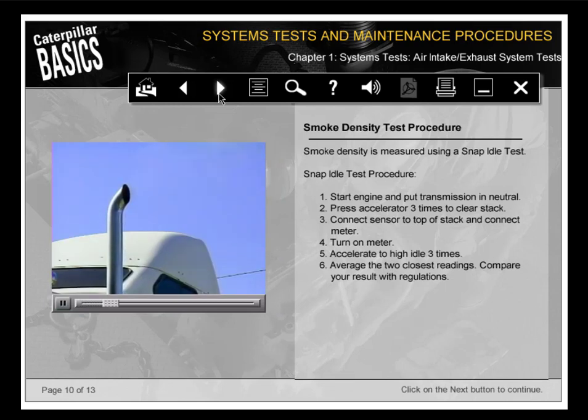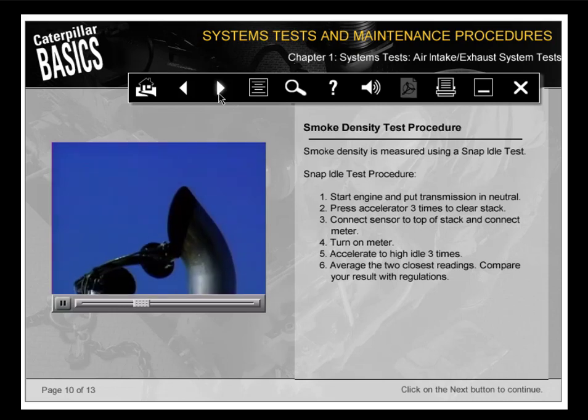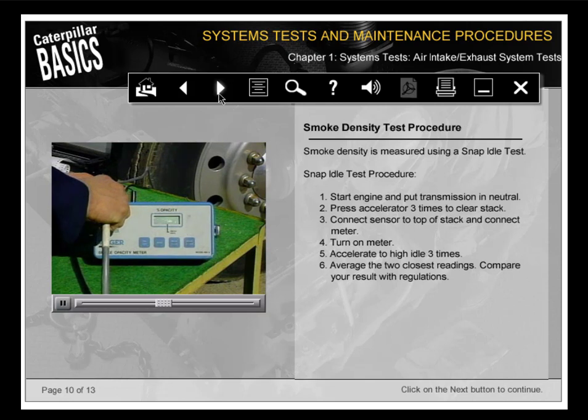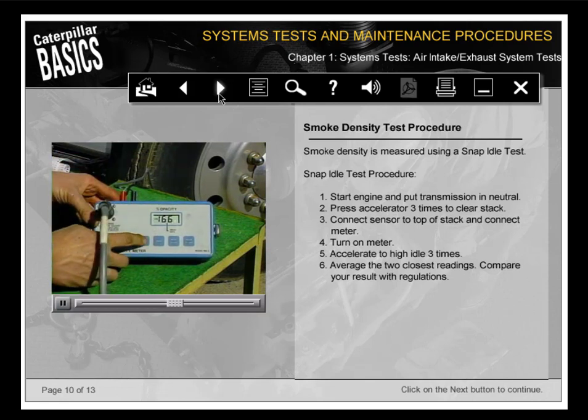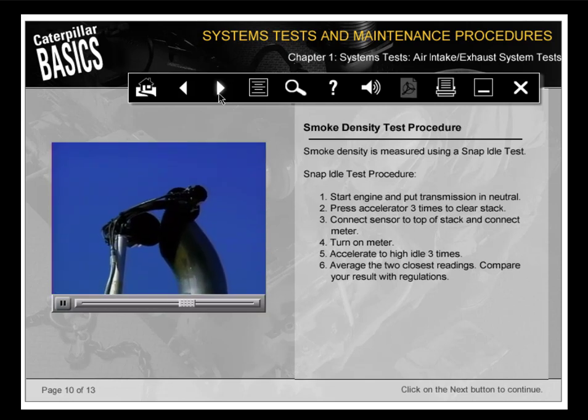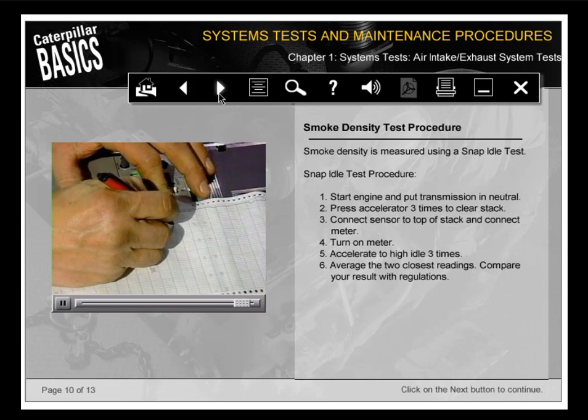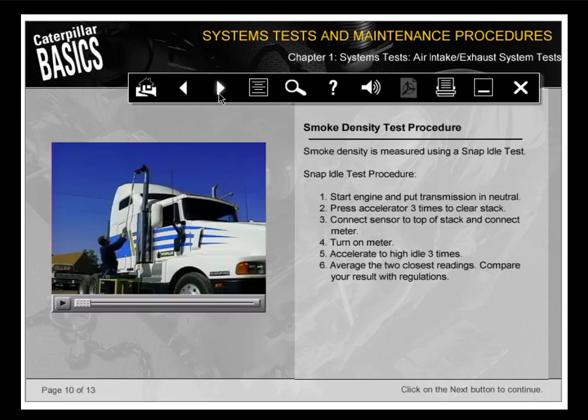With the transmission in neutral and the engine at low idle, press the accelerator down 3 times to clear the exhaust stack. Connect the sensor to the top of the exhaust stack and connect the other end of the line to the smoke meter. Turn the meter on. Accelerate to high idle 3 times. Note the smoke density readout each time. Average the 2 closest peak opacity readings. Use this smoke number to compare the engine to the allowable smoke standards.